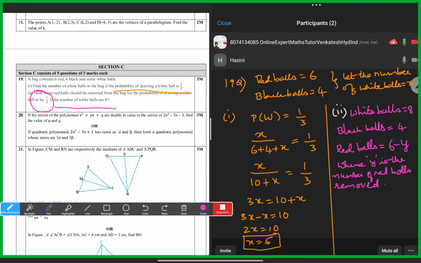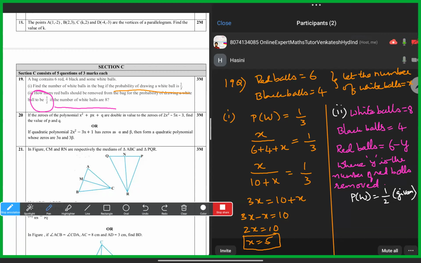Now, Hasni, as per this, we'll write the probability. They said that in this particular situation, the probability of white ball is given as half. Now, probability of white ball, how do we get it? Number of white balls by total. What is the number of white balls in this case? 8. So we'll write the equation: 8 by total balls.